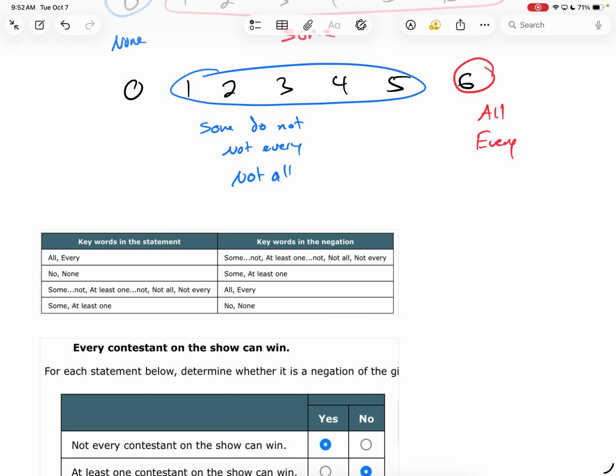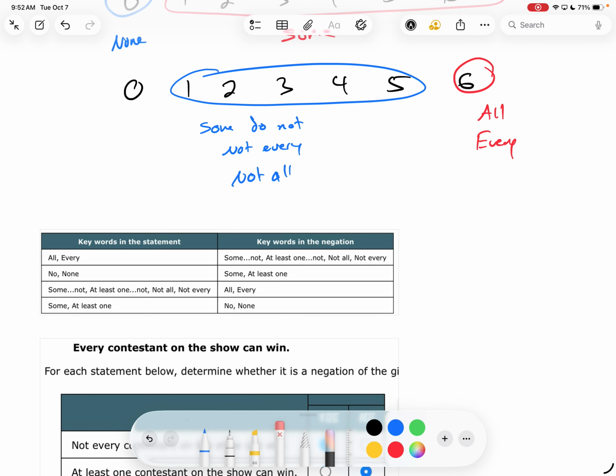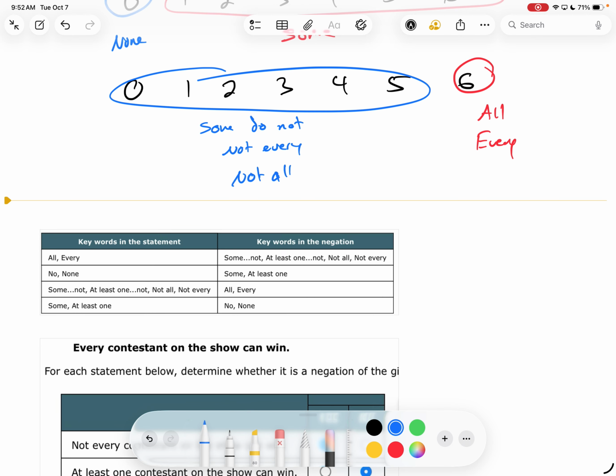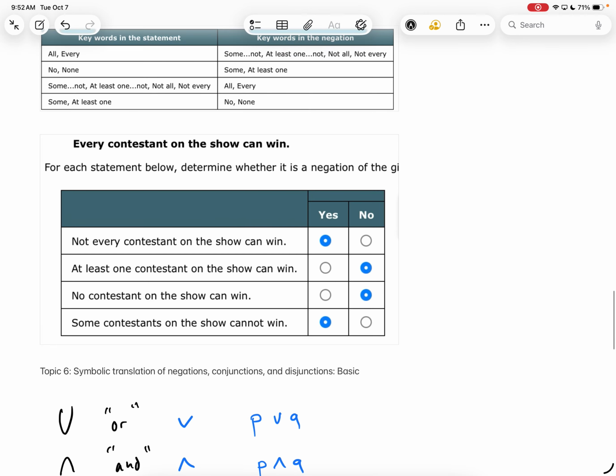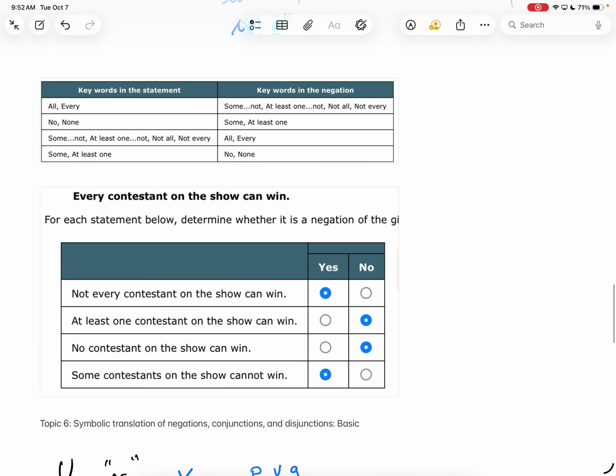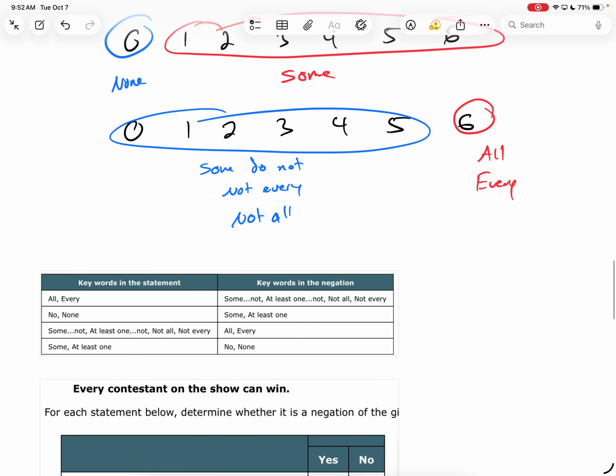Yeah, maybe we should keep that highlighted there. See, now I've got myself all messed up there. Technically 0 is possible. You just got to be careful with it. Because that's going the other way. Yeah, so some contestants on the show cannot win, right? You could have one that doesn't win, or you could have two that don't win. You could have zero, or... nah, that hurts my brain right there.